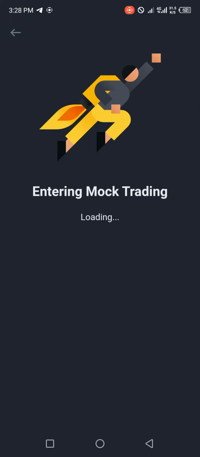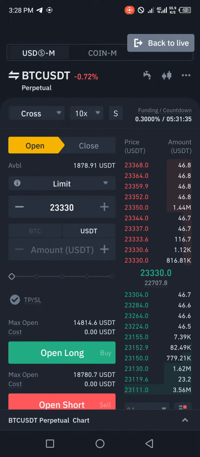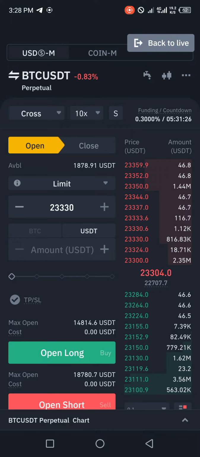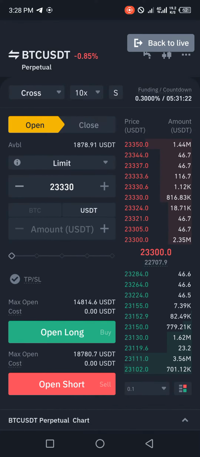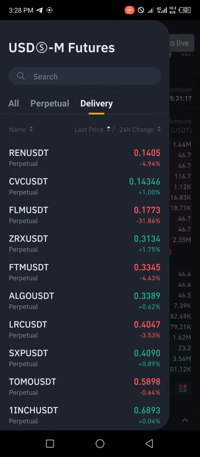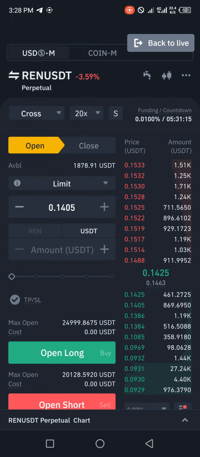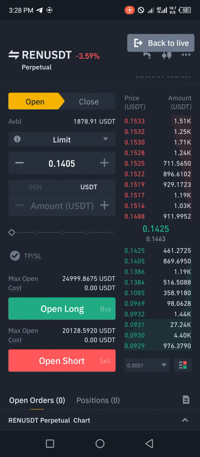After continue, you will find this. Here you can see that I have 1800 USDT. Some of you will get 500, 1000, 1500, 3000, 5000, and so on. For paper trading, you can do practice on this, and you can select these coins as well. Same process. REN coin, cross margin, and leverage is also same. Everything is same, just like real trading.